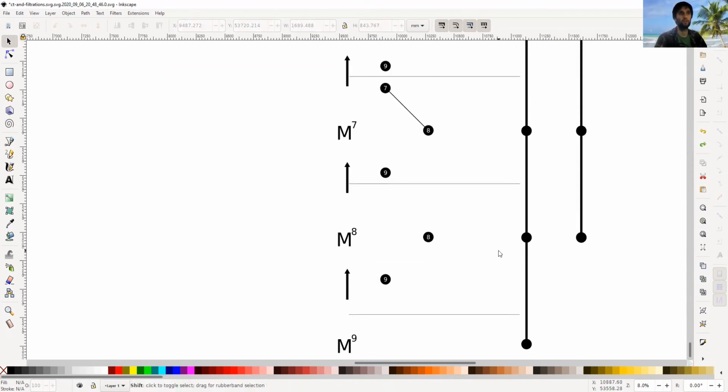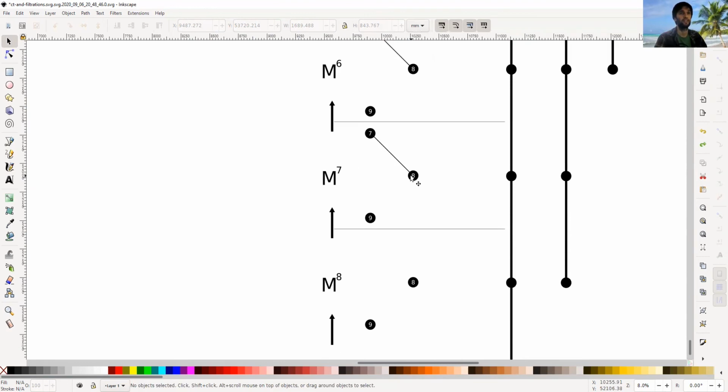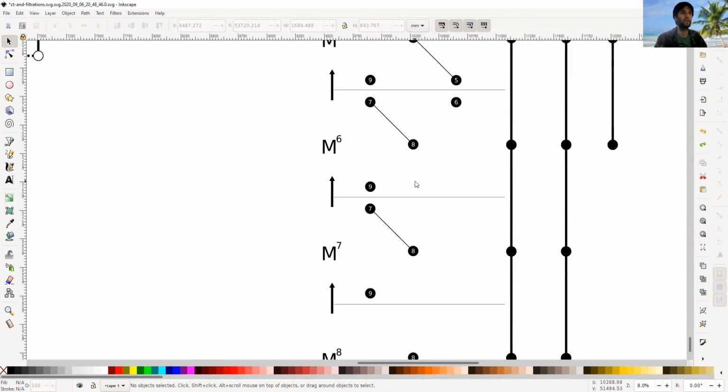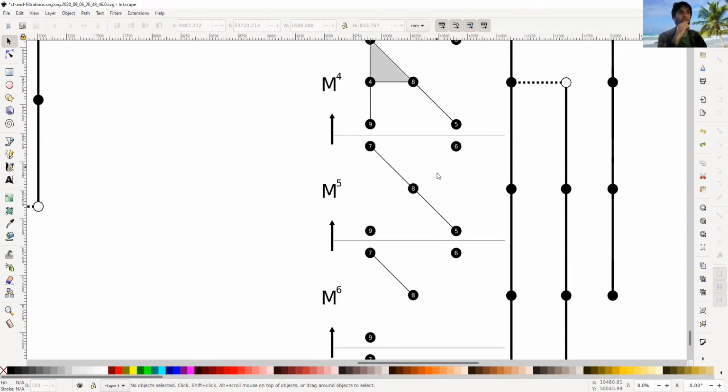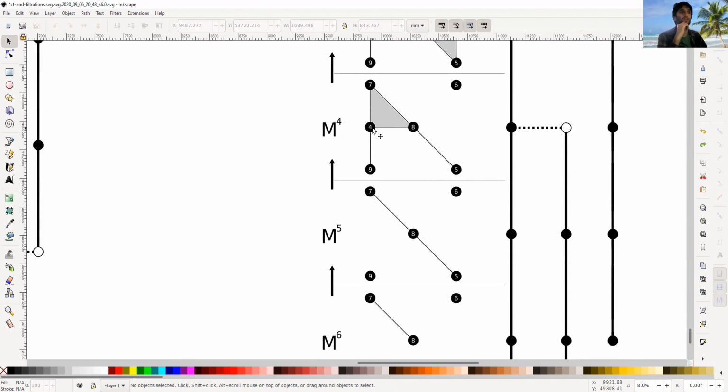Now we have two connected components. Then we add the vertex 7. We still have two connected components. And then we add the vertex 6. So now we have three connected components. And in this step, the third one is born. After which we add the vertex 5, we still have three connected components. And when we add the vertex 4, we have two connected components.